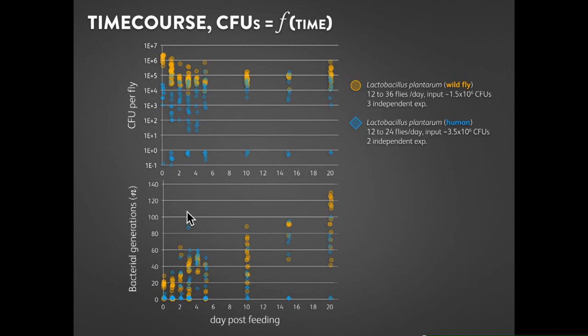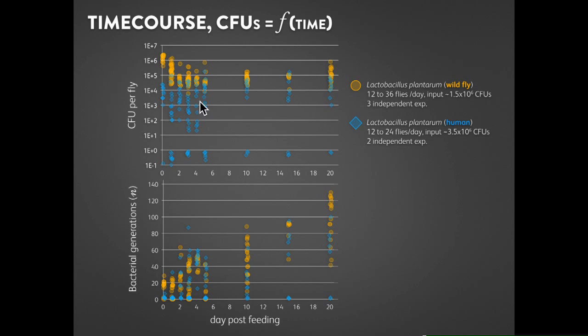So here is the number of CFU per fly, and here is the day post-feeding. So you can see the initial input for the blue points, the human strain, was 3 million bacteria, so it would be around here. And only a few hours after feeding, there is a dramatic decrease of the bacterial population in those flies, a phenomenon which we don't see with the wild fly strain we have.